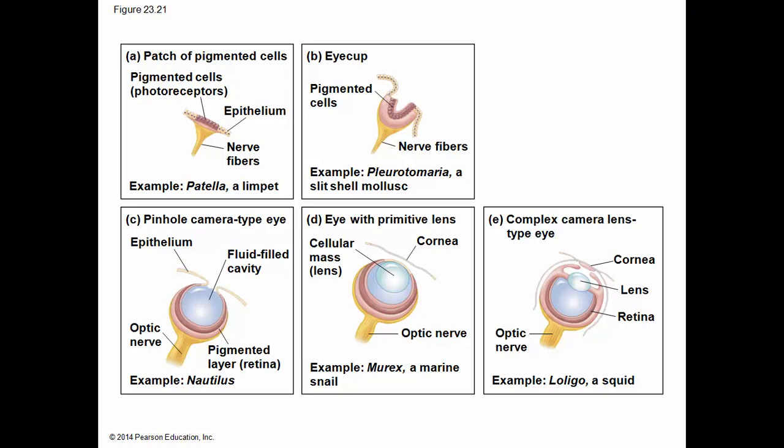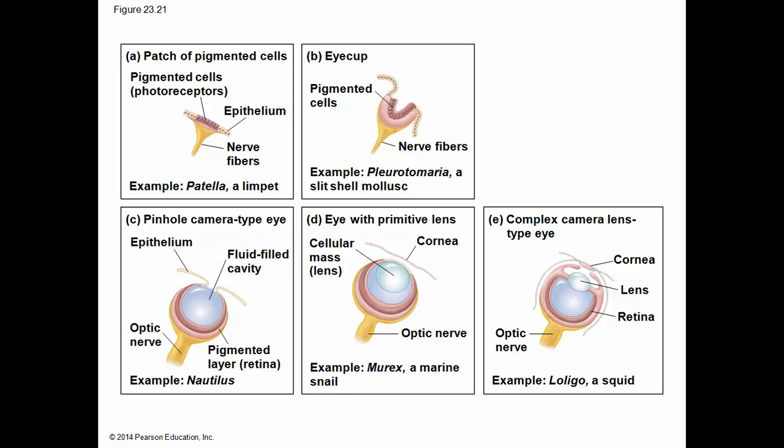Another more adapted species is the slit shell mollusk. It has what looks like an eye cup. It's a little bit more capable of developing some directional sense of where the differences in light may be coming from. Then there's the nautilus, which has a pinhole camera type eye, which maybe gives it some definition of shapes. And then there's the marine snail, which has an eye with a primitive lens. It's more capable of discerning different shapes.